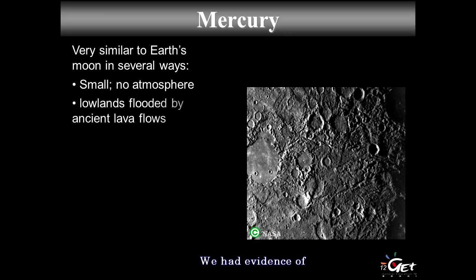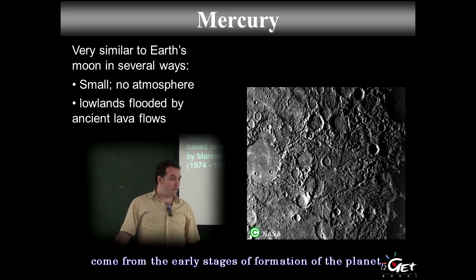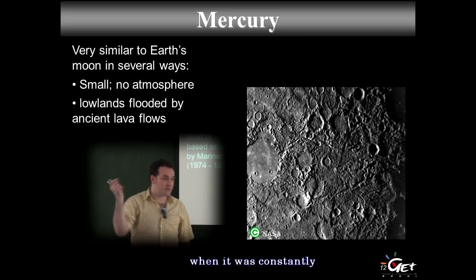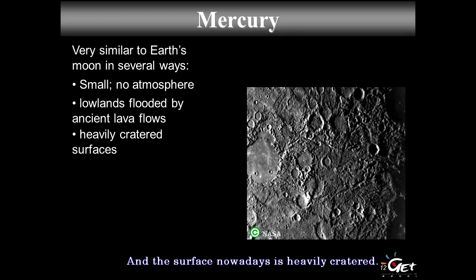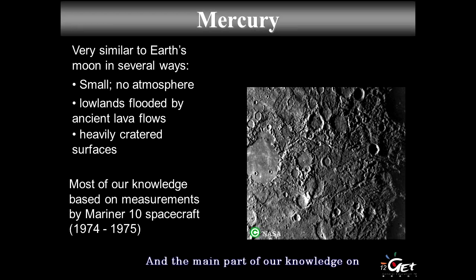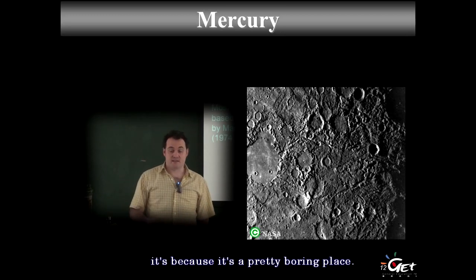We have evidence of lowlands flooded by ancient lava flows, like on the Moon, that probably come from the early stages of the formation of the planet, when it was constantly bombarded by meteorites. And the surface nowadays is heavily cratered. And the main part of our knowledge on Mercury comes from one spacecraft called Mariner 10 that probed the planet between '74 and '75. So this is a composite picture taken by Mariner 10, and this is more or less how you see it viewed from Earth. You can see lots of details.